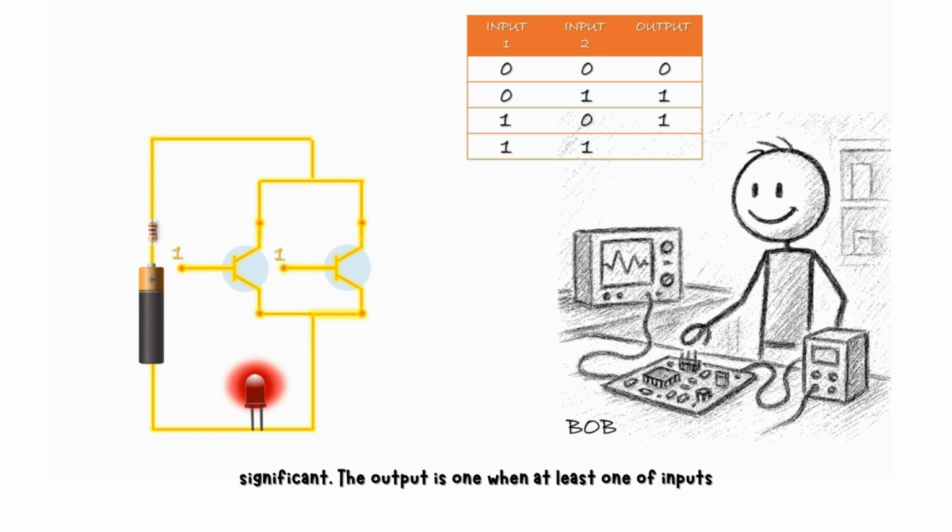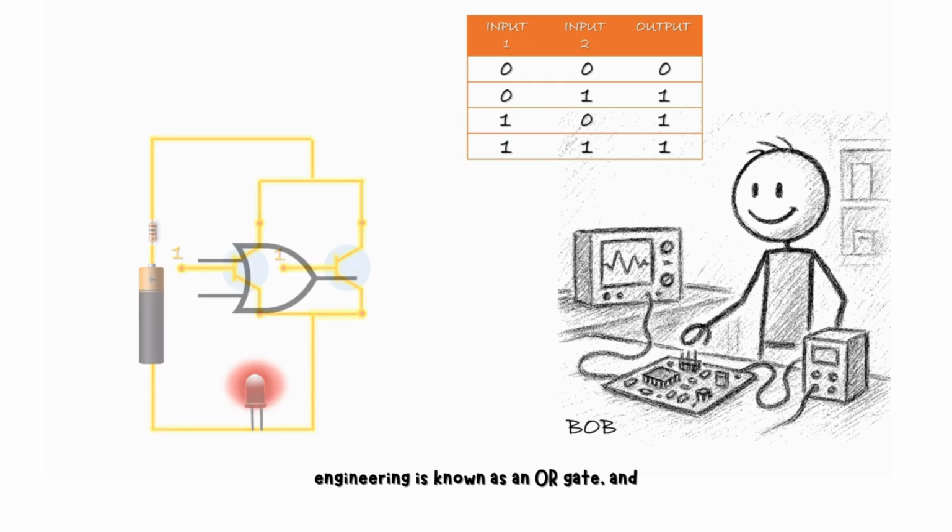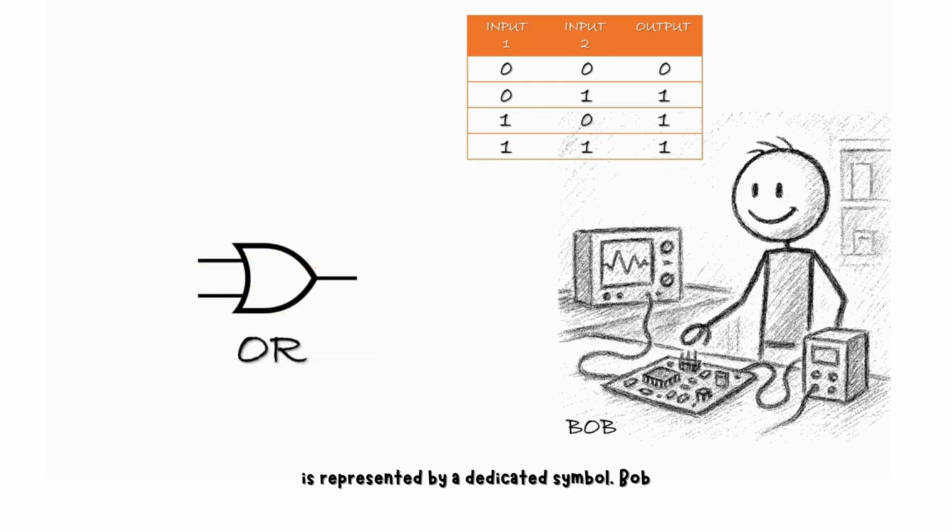This result is also significant. The output is 1 when at least one of the inputs is 1. This circuit in electronic engineering is known as an OR gate and is represented by a dedicated symbol.